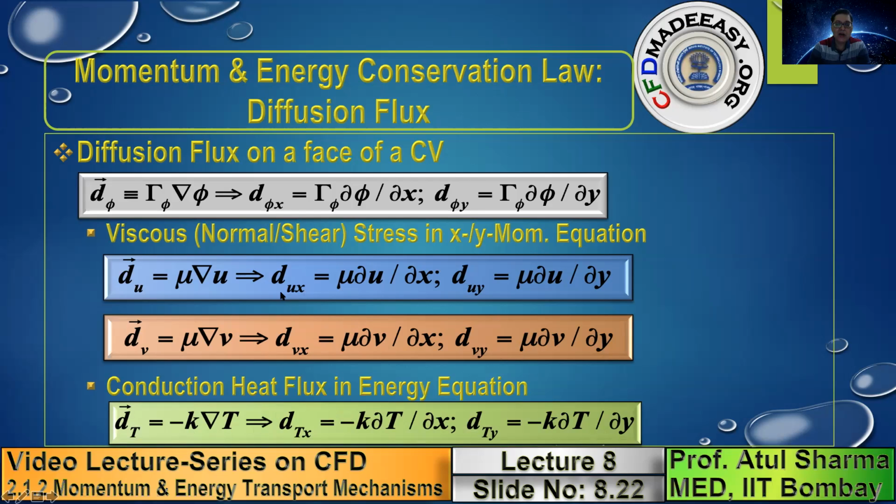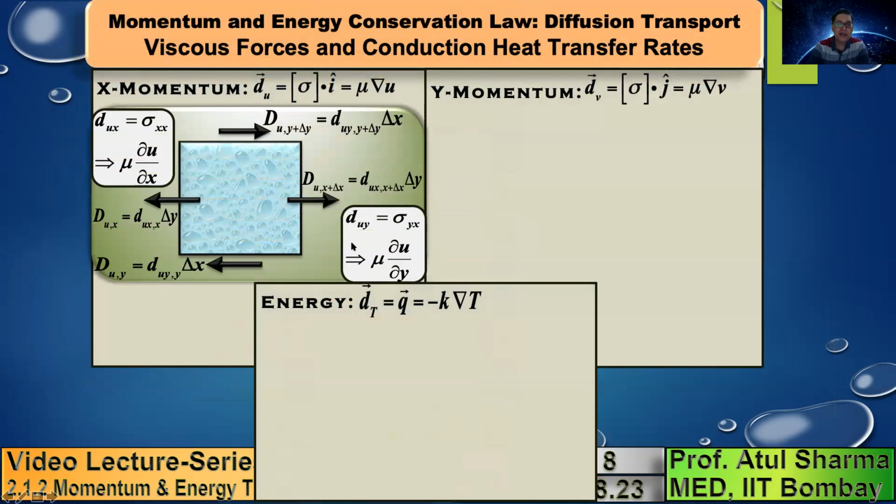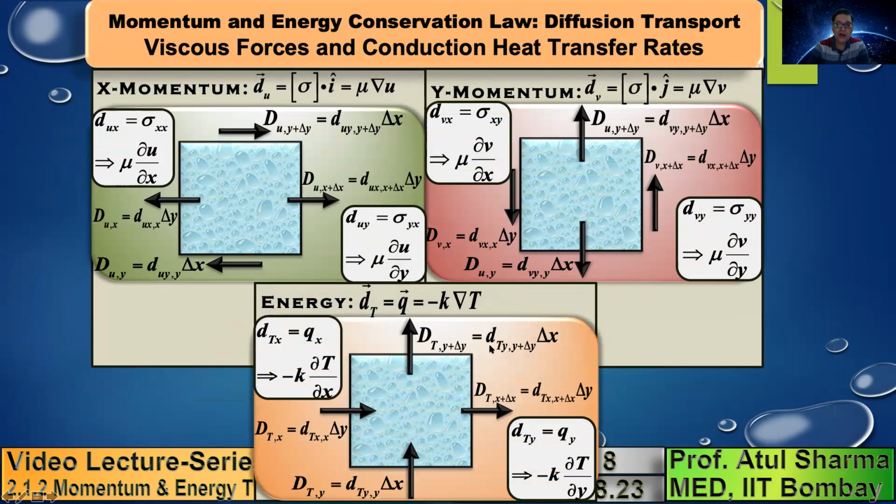Note that all the arrows, I'll show you in the next slide, the direction of arrows for the x momentum, y momentum, and energy conservation. So here you can see that this corresponds to the viscous forces in the x direction, where all the arrows are in the horizontal direction, which is the x direction. This corresponds to the viscous forces acting in the y direction, where all the arrows are in the vertical direction. And this corresponds to conduction heat transfer rates, where all the arrows are normal to the surface area.